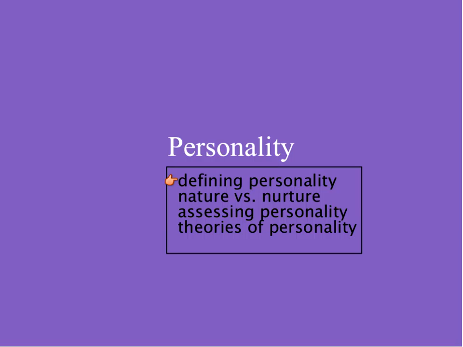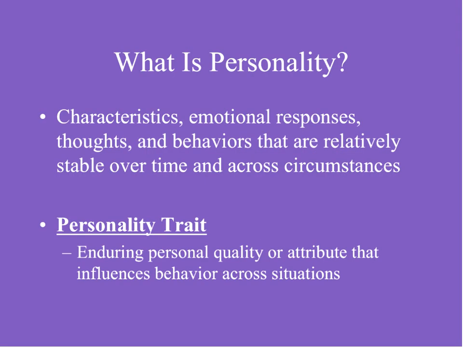All right, so let's begin by defining personality and get us all on the same page this morning. This definition up top will work. Personality refers to the characteristics, emotional responses, thoughts, and behaviors that are relatively stable over time and across circumstances. I would say the key word here is stability, and that stability is not only temporal, that is, consistent and stable over time. So when you were 5 and when you're 15 and when you're 25, you were shy and quiet and reserved all the way through. It's also consistent across circumstances.